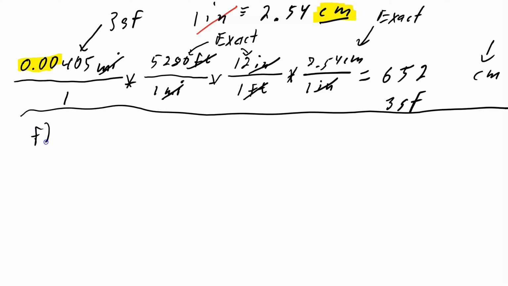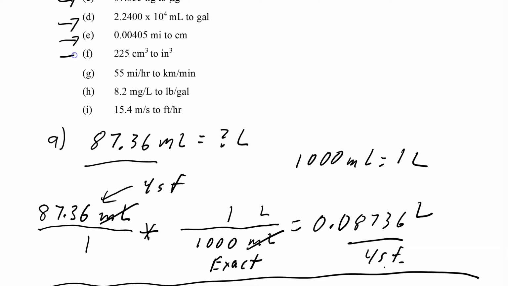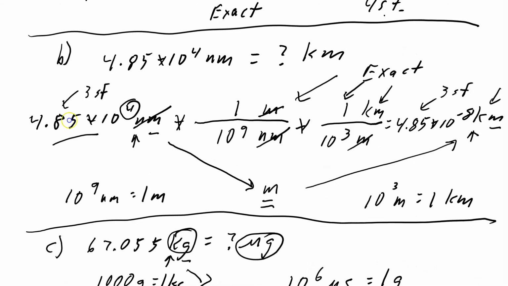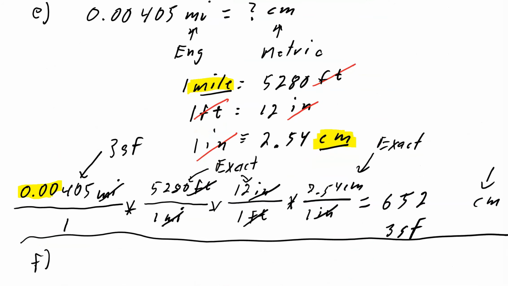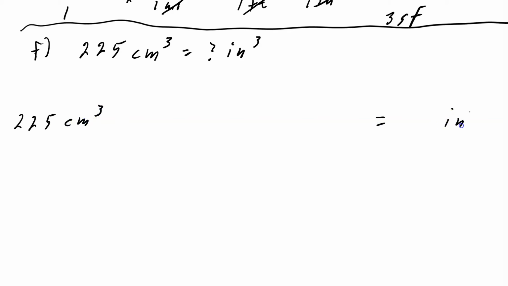F is next on our list. Let's scroll up and see what question F is asking us to do. And in question F, 225 cubic centimeters to cubic inches. So this is a rather interesting problem because now we have a cubic term in both our initial measurement and our final answer. So the problem asks us to convert 225 cubic centimeters equals how many cubic inches? So again, we're going to start with writing the measurement, 225 cubic centimeters. Our answer is going to be in cubic inches.